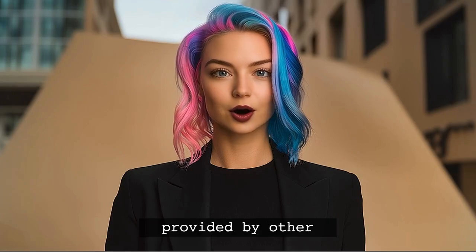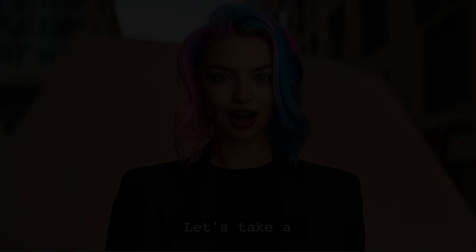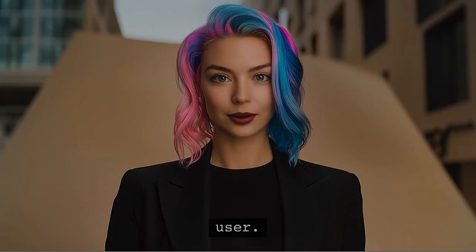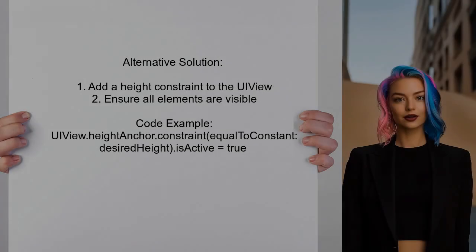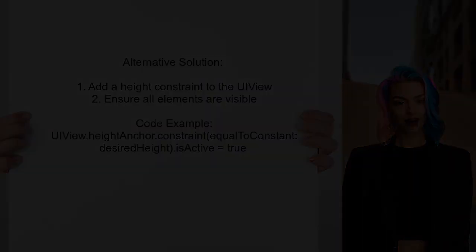Now, let's look at the answers provided by other users. One user faced a similar issue with their UI view disappearing in a UIStackView. They found that adding a height constraint or setting top and bottom constraints helped make the UI view visible again. Let's take a look at an answer from another user. An alternative solution from another user suggests adding a height constraint to the UI view within the stack view. This adjustment resolved their issue, allowing all elements to display correctly.